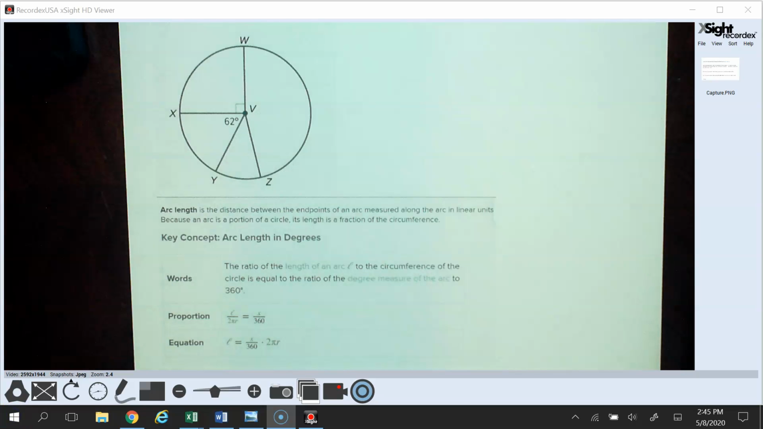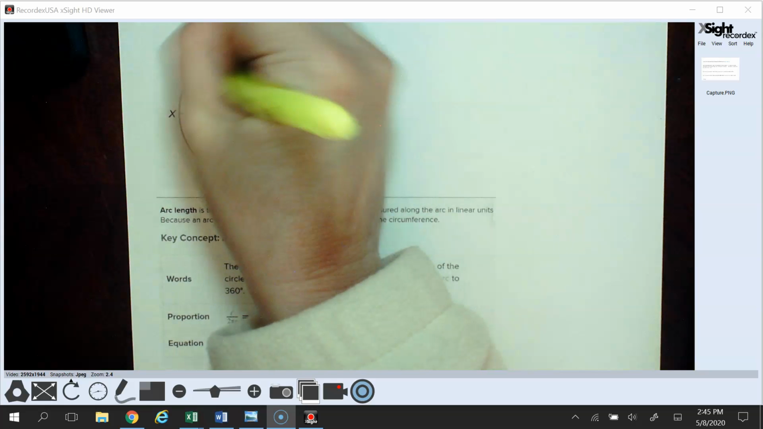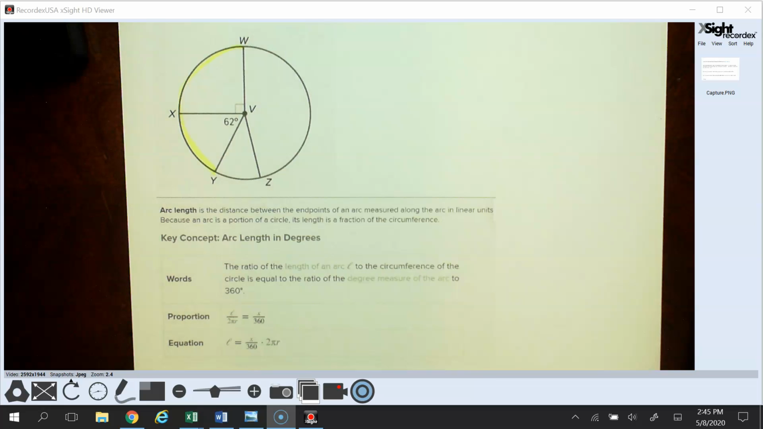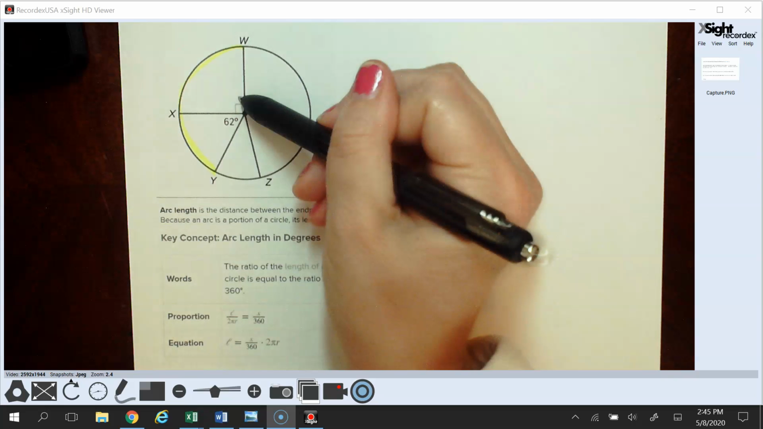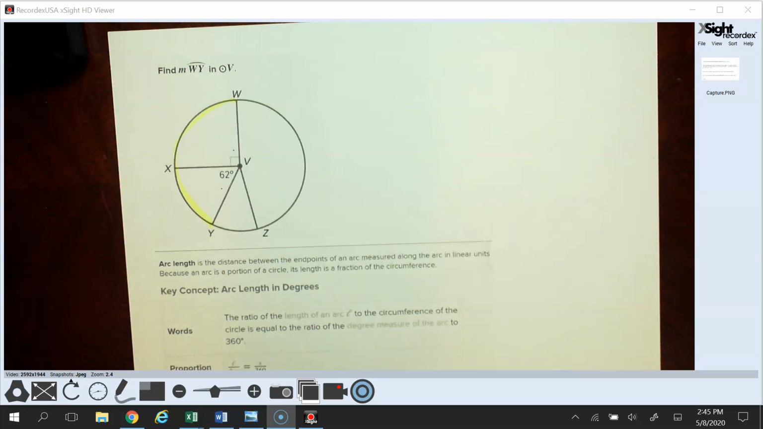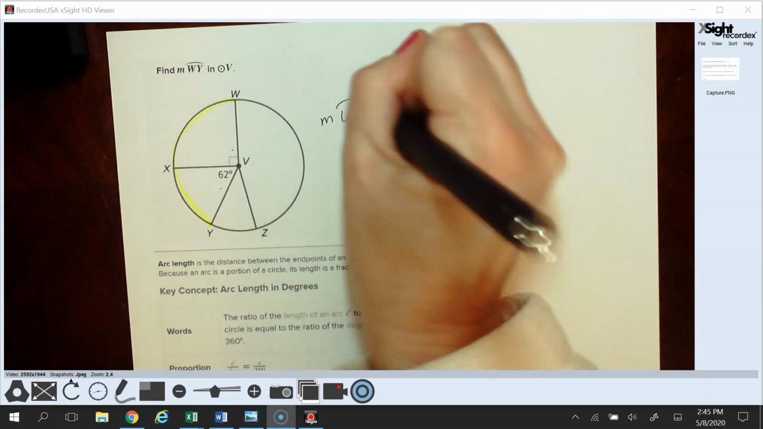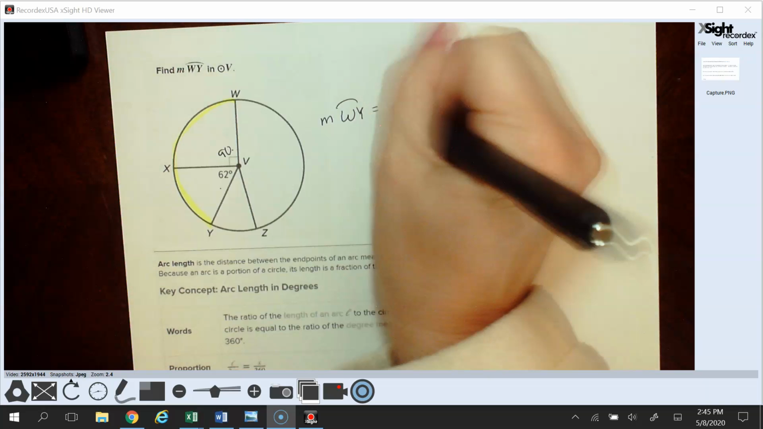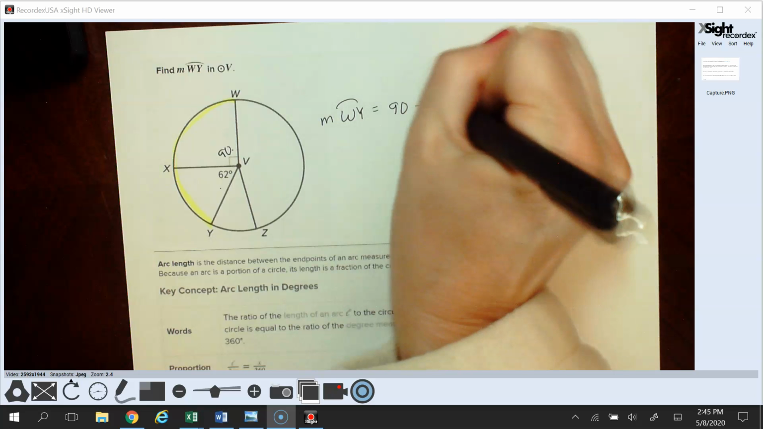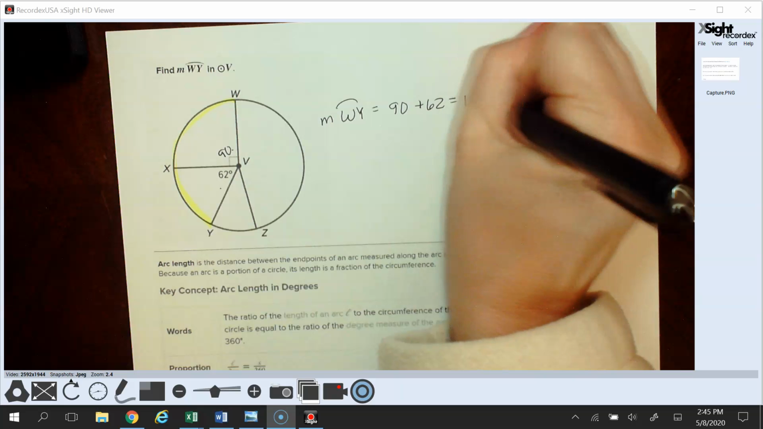Now for this last one for arcs, they want you to find WY. So to find the measure of WY, I know this is 90, I know this is 62. So just remember this box is 90. I'm just going to take 90 plus 62. So the measure of that is 152 degrees.